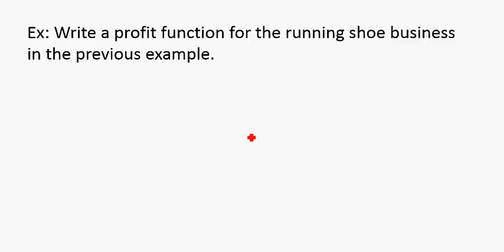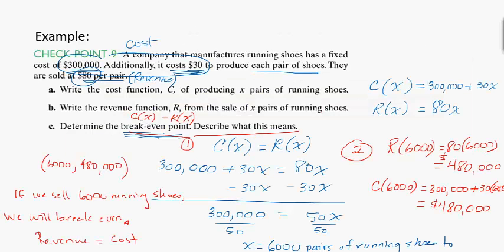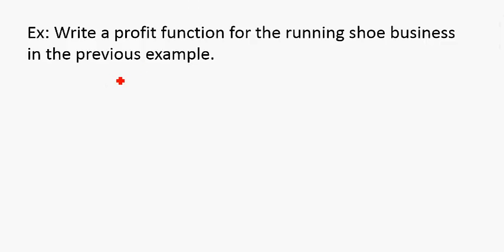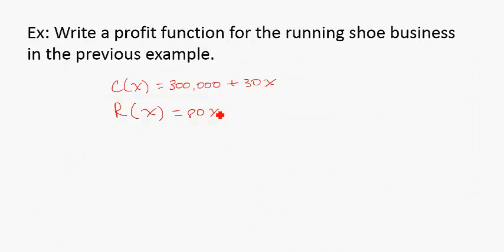So if we are asked to write a profit function for the running shoe business in the previous example, let's go back here. We need to remember these here. Our cost function is 300,000 plus 30x. So cost is 300,000 plus 30x. And our revenue function is, what was that, 80,000? Or excuse me, 80x, because it costs $80 per shoe. Yes.